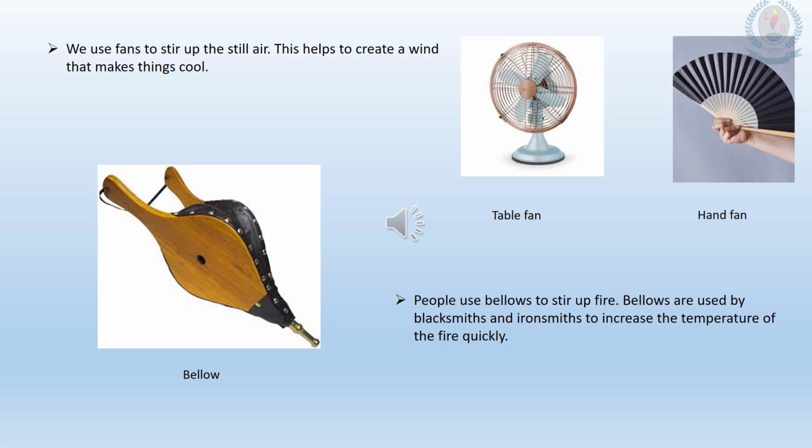Next one. People use bellows to stir up fire. Bellows are used by blacksmiths and ironsmiths to increase the temperature of the fire quickly. By using these bellows, you can increase the temperature of the fire very quickly.